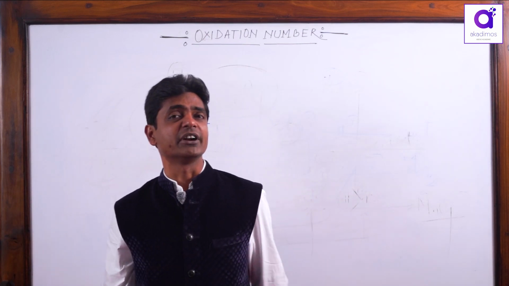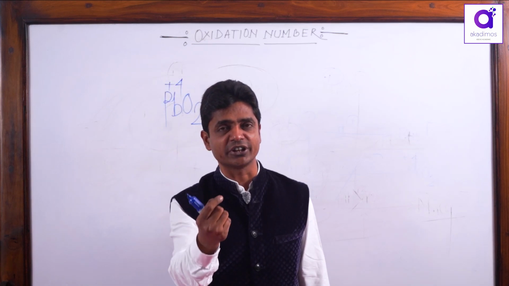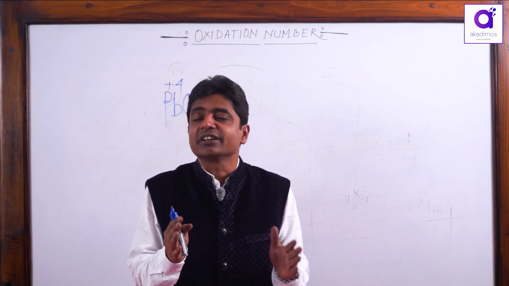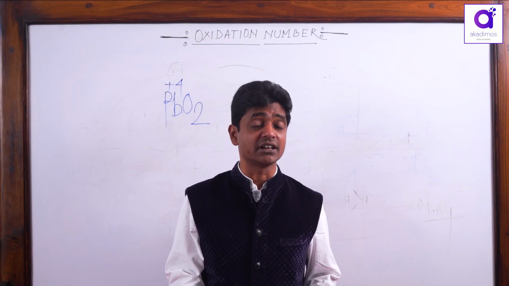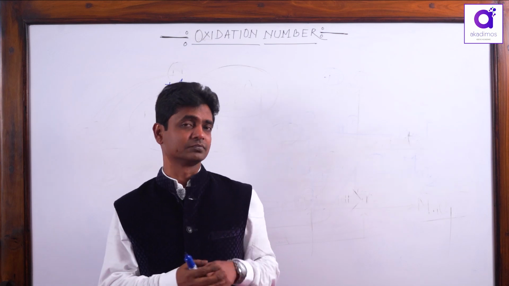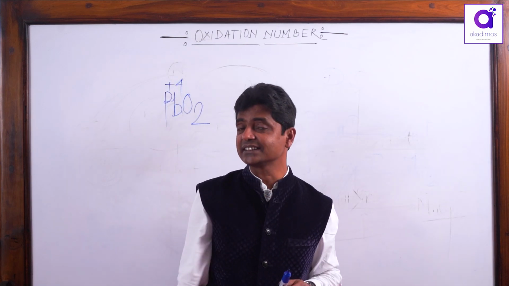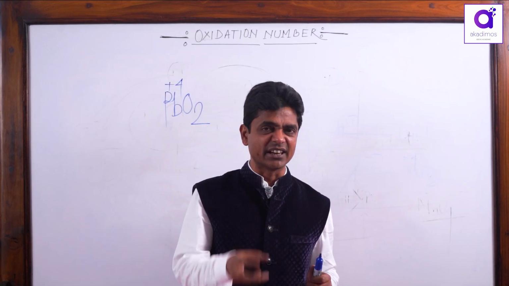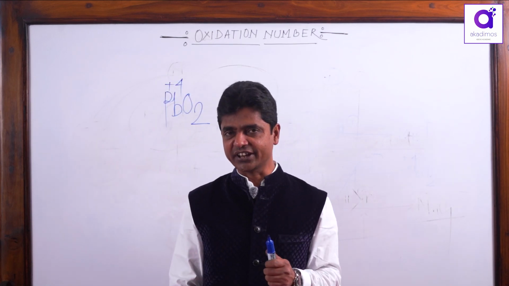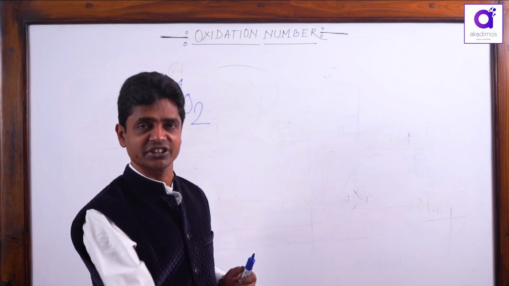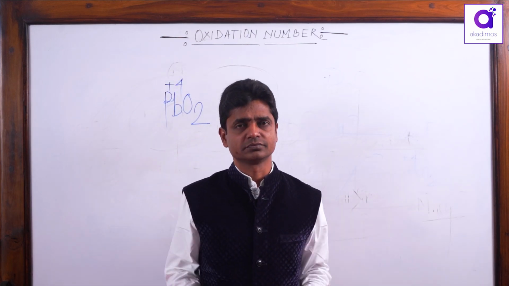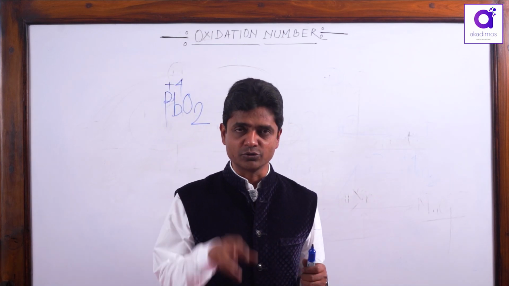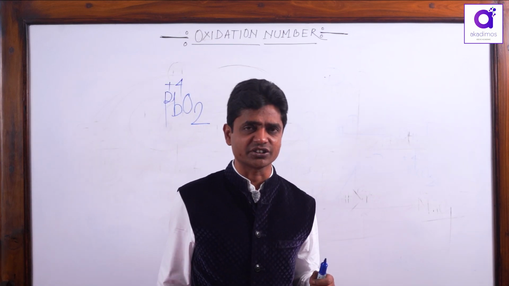Lead is the group 14 element, after germanium. If you have an idea about the inert pair effect, down the group the inertness of the s electron increases. In lead you get 6s2 6p2 electronic configuration, and due to the heavy nucleus, you get a high effective nuclear charge.